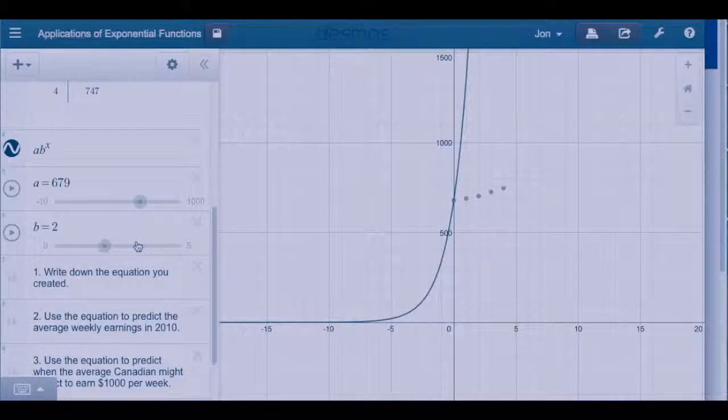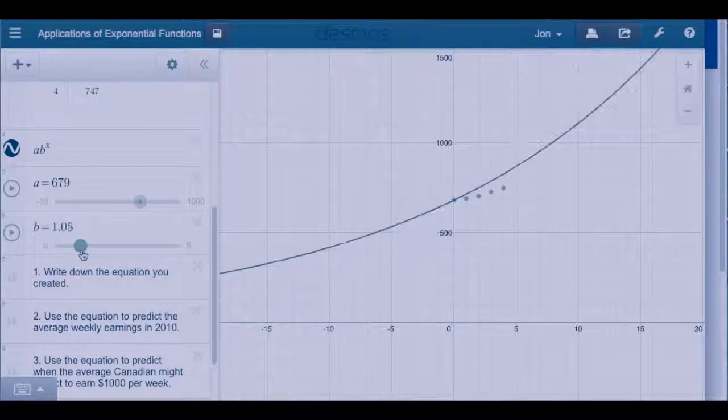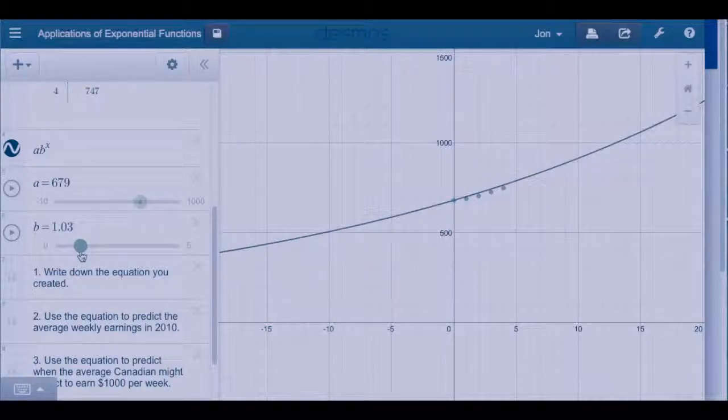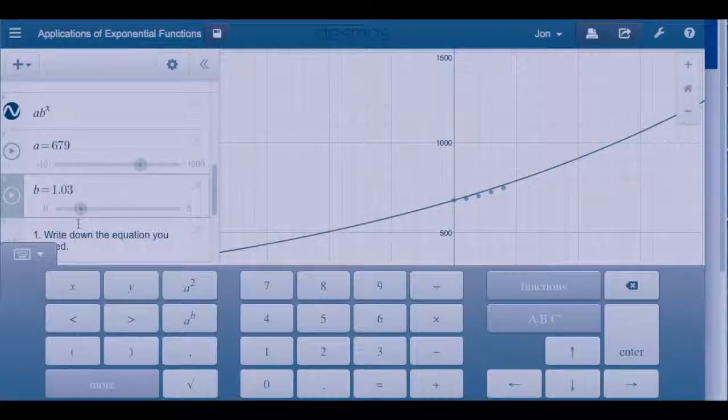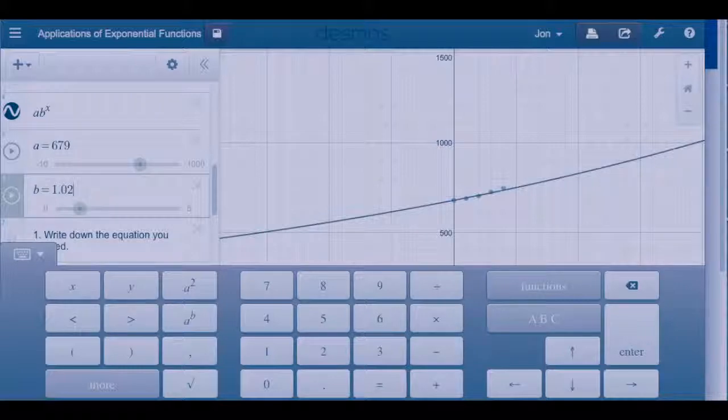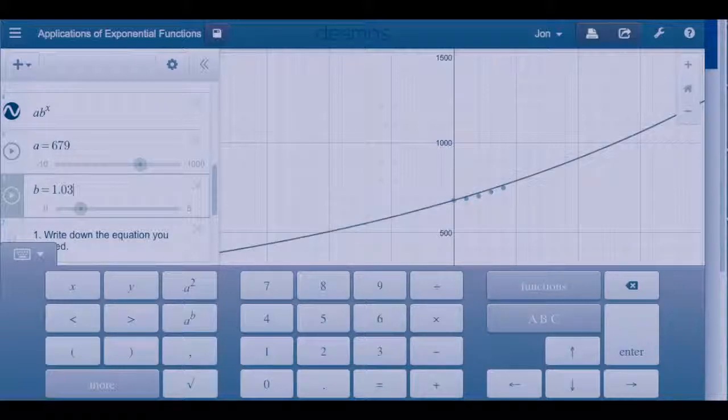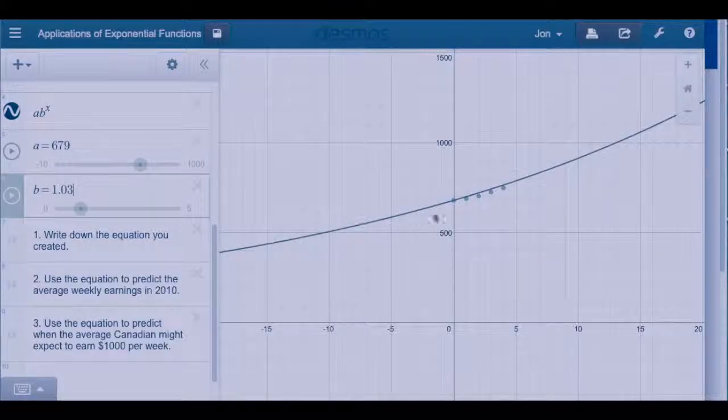Next I'm going to play around with the b so that it fits nice and smooth. It tries to fit like a curve of best fit. You can play around with this too. I could say 1.02, that fits pretty nice, but it looks like it's increasing a little more. So I could say 1.03, that's probably alright. I could drop it down a little bit, but I'll keep my 679 there.